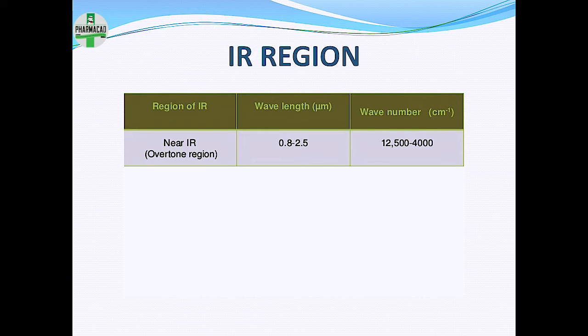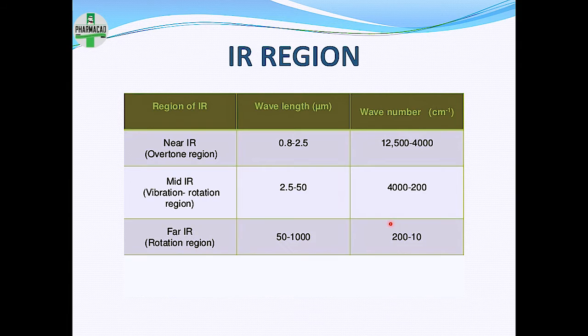Let us have a look at the near IR region, also called the overtone region, which has a wavelength ranging from 0.8 to 2.5 micrometer and wave numbers ranging from 12,500 to 4,000 centimeter inverse. Next, we have our middle IR region, also called the vibration rotation region. The wavelength is 2.5 to 50 micrometer, while the wave numbers range from 4,000 to 200 centimeter inverse.